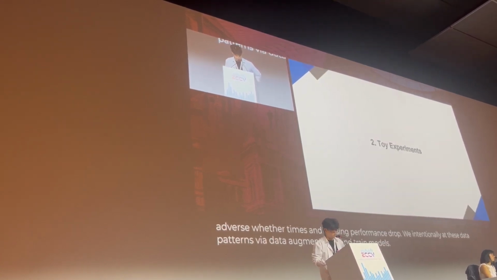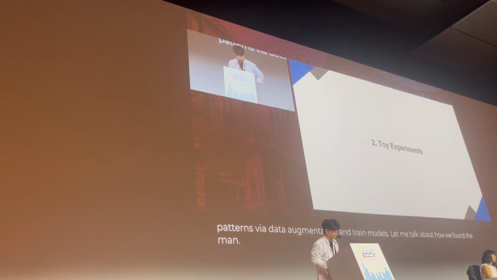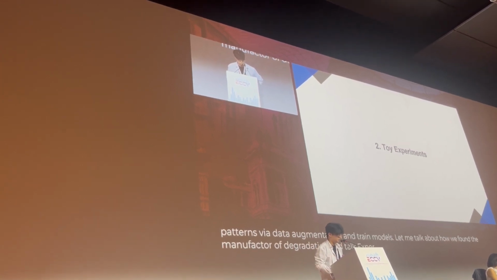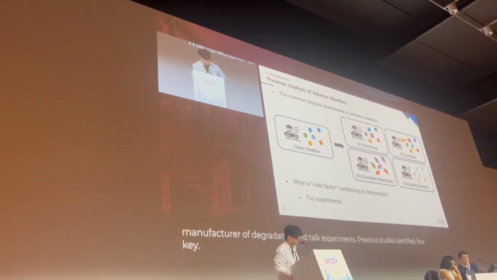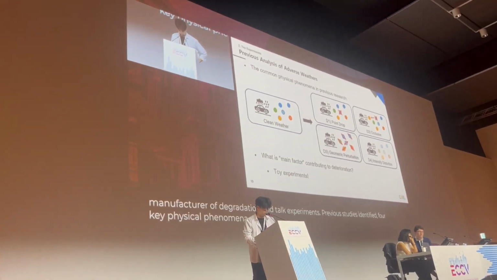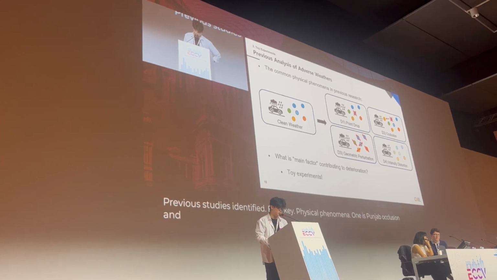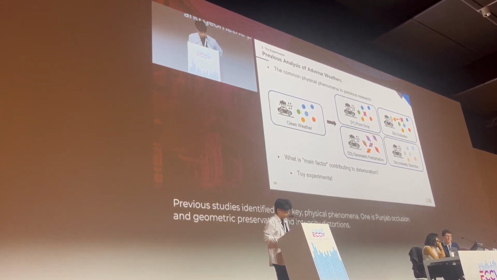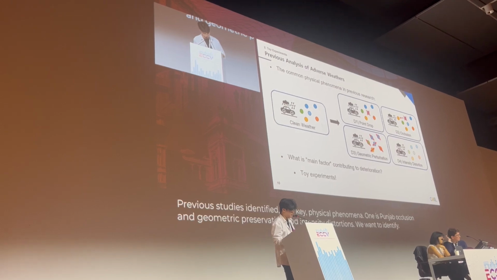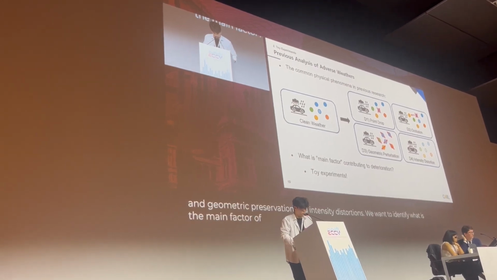Let me talk about how we found the main factor of degradation in tool experiments. Previous studies identified 4 key physical phenomena. One is point drop, occlusion, geometric perturbation, and intensity distortions. We want to identify what is the main factor of a performance drop within them.